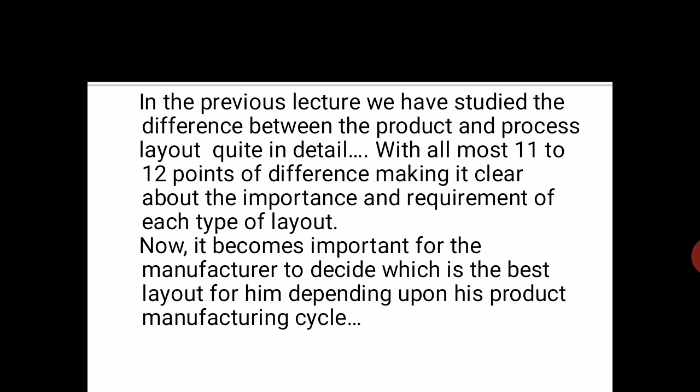Now it becomes important for the manufacturer to decide which is the best layout for him depending upon his production or product manufacturing cycle. I'm just trying to refresh it from the beginning. What is production and operations all about? Productions and operations is a very important function performed by the manufacturer. When a manufacturer decides at the first stage, what important decision he takes, whether to go for goods or he wants to go for intangible services.